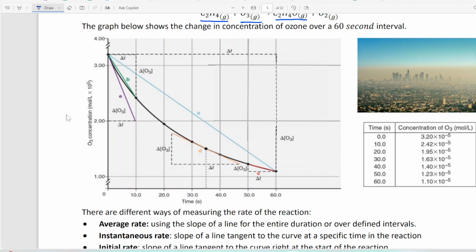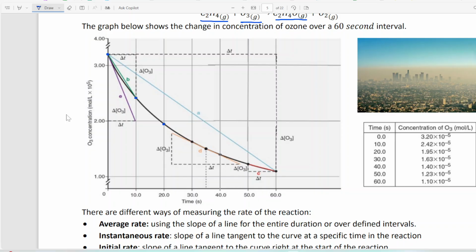At time 0, the concentration of ozone was 3.2 times 10 to the negative 5. At 10 seconds, it was 2.42 times 10 to the negative 5. At 20 seconds, it was 1.95, and so on and so forth. And you can see with this, it's a curve, right? So they've drawn a line of best fit. There was no outlying data, and so the curve does follow the points pretty exactly.